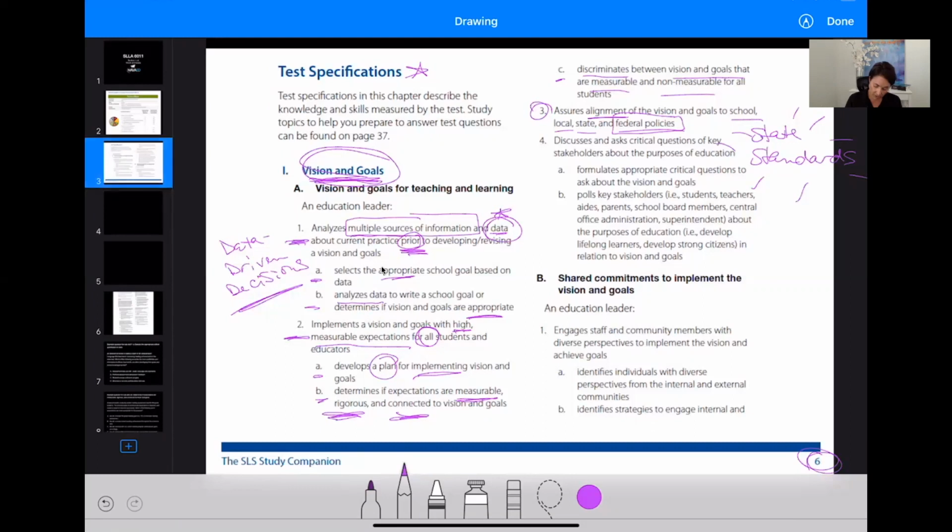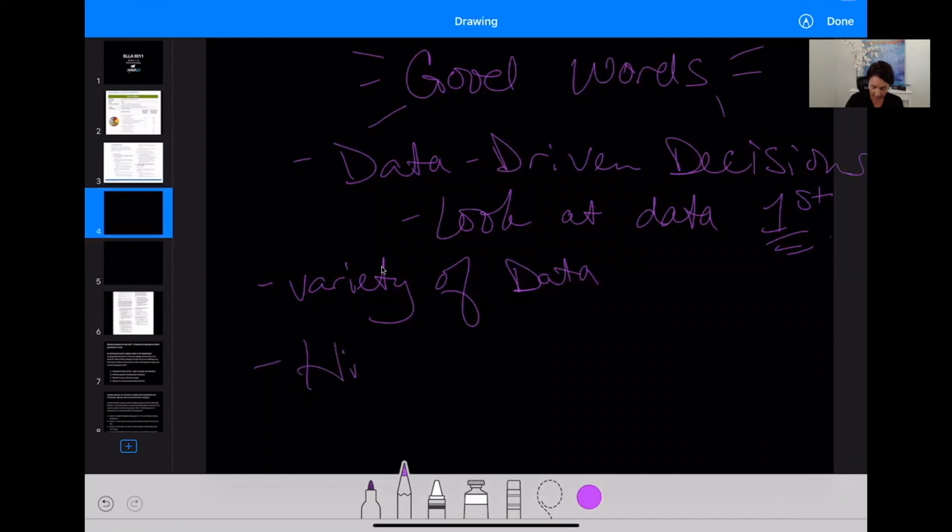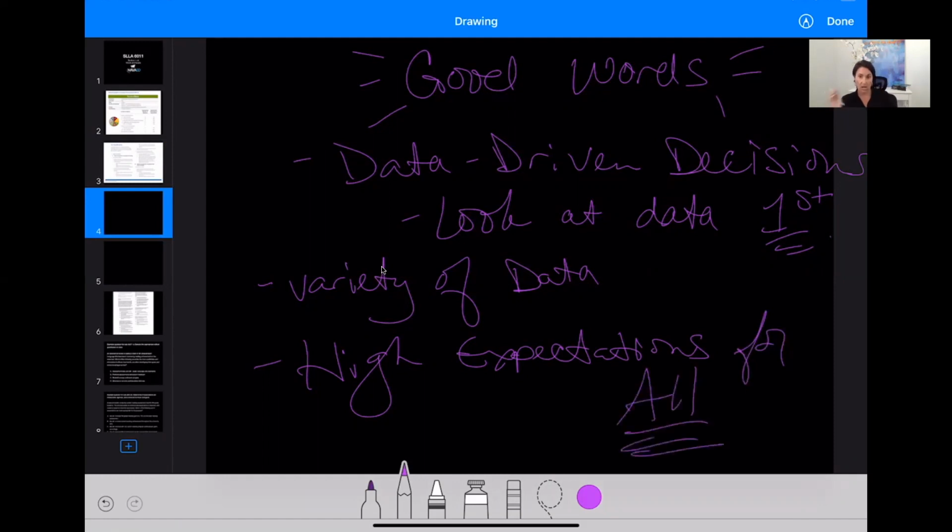Now let's get into number 2's good words. We have high expectations and they have to be measurable. So let's break this down. High expectations. The term high expectations is on so many leadership exams, so make sure you pay attention to that. And that's for all students, not just your AP honors high-level kids. All students can meet high-level expectations.